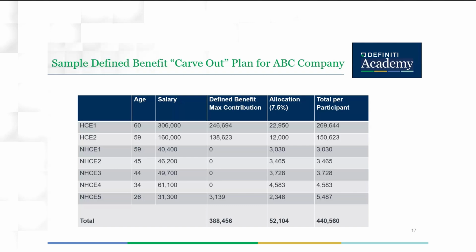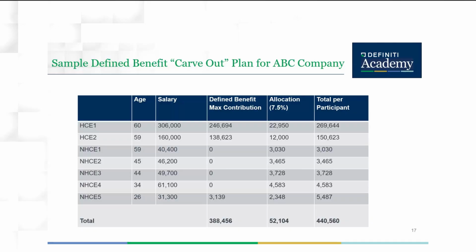So we wind up with HCE1 and HCE2: 269,644 plus 150,623 is 420,267 out of the 445,60x, which is 95% of the overall contribution. The drawback is that the deduction for the HCEs was 445,485. And a couple slides ago, it was 25,000 more than that, about 470,700.